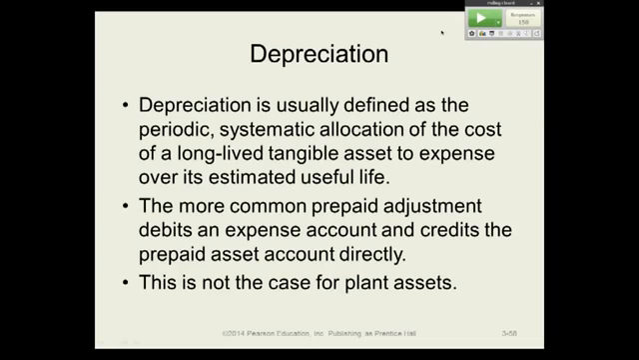So on the balance sheet, the net book value is always the cost of the plant asset minus accumulated depreciation. The cost stays constant for the most part, and the accumulated depreciation goes up as you use the asset, so the book value declines. That's the process that we use instead of crediting the asset directly.